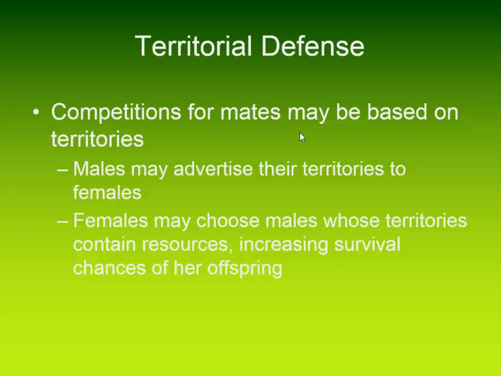All right, now territorial defense. Competition for mates can actually be based on those territories, and so males will advertise their territories to females. A lot of times females will be picking males because they're actually watching these aggressive interactions, right? And so they will decide from that interaction which of the two is the winner. But in species that set up territories, the female actually will look for the best territory because it's obvious that the best male has the best territory because he's the one that was able to defend it. All of these things will increase the survival of her offspring.